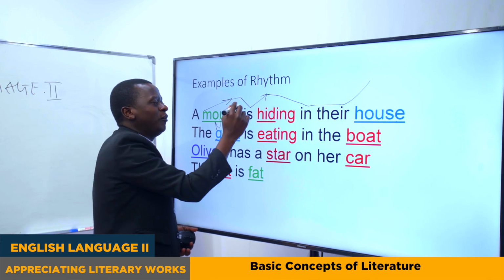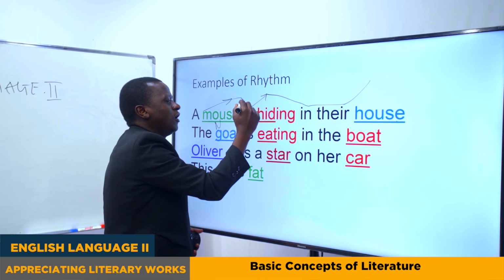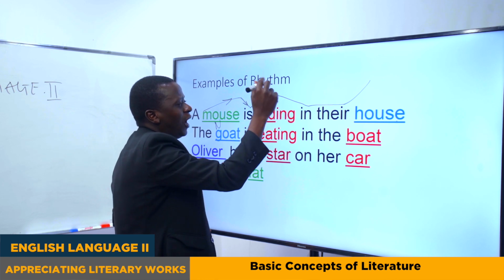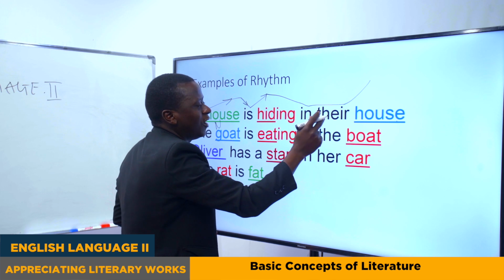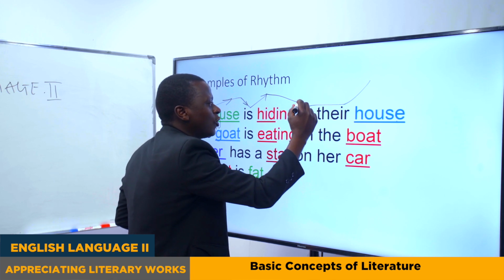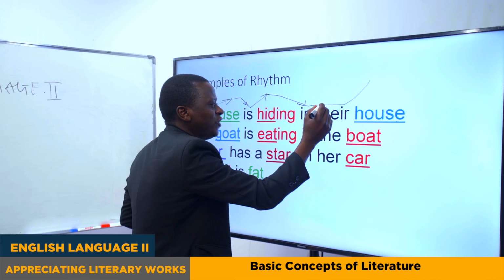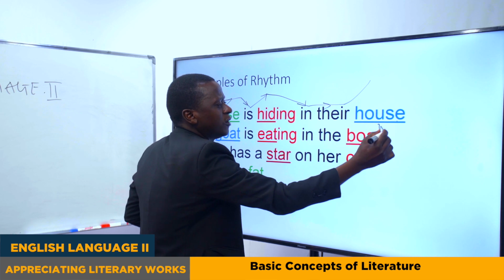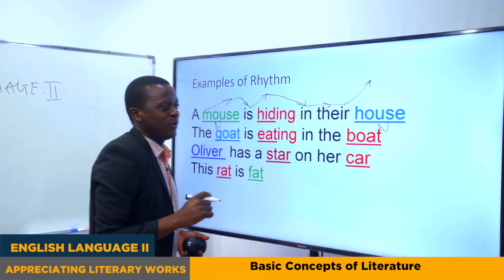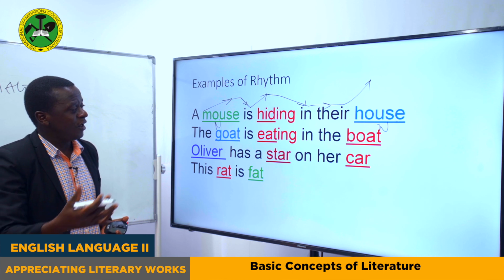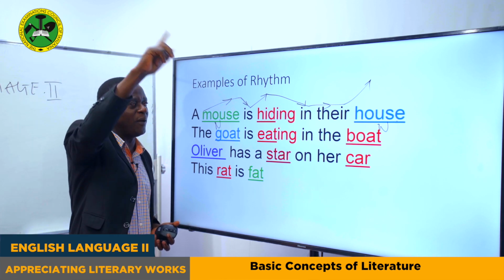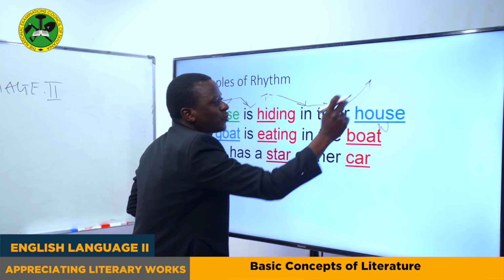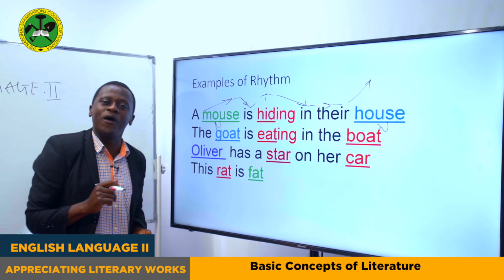"Is" here is a helping verb. Again, the voice goes down. Here again is a verb, and the voice goes up. Here is a preposition, and here is a possessive pronoun. The voice goes down. Also here it goes down, and "house" here is a noun, so the voice goes up. So as one sings, the voice goes up and down, up and down. So this is the stressed and unstressed syllable or word.